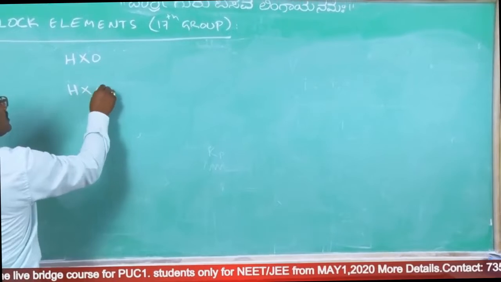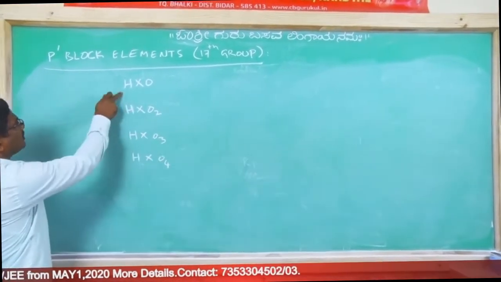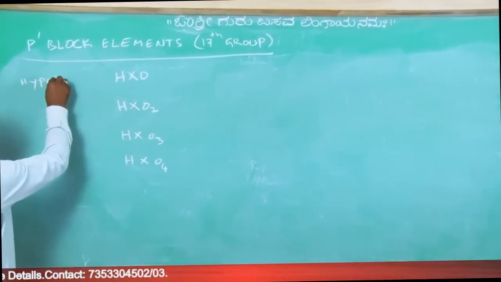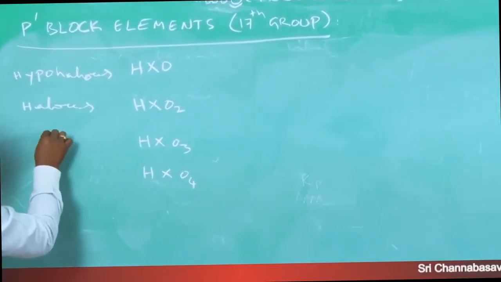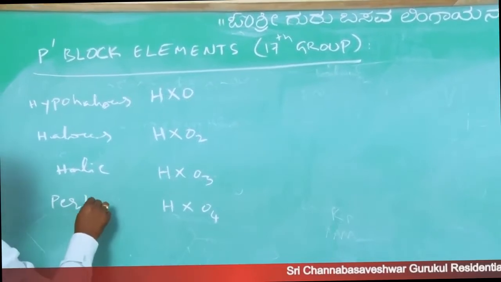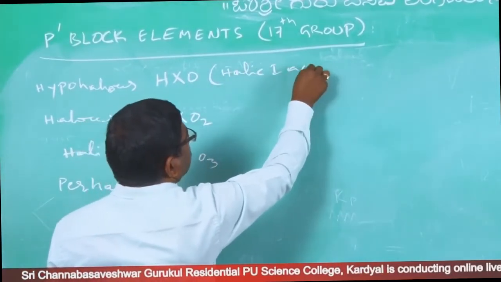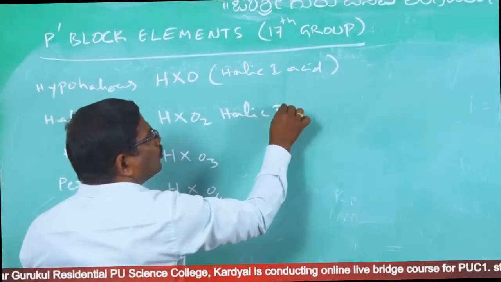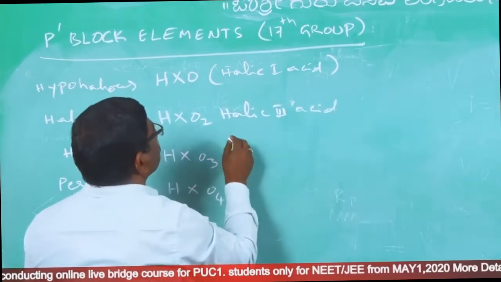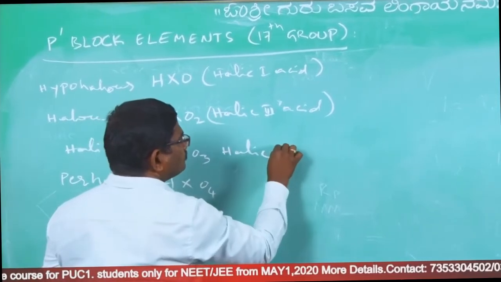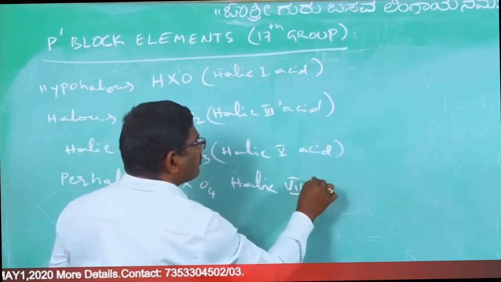HXO, HXO2, HXO3, HXO4. It is hypohalous, it is halous, halic and perhalic, or halic 1 acid, halic 2 acid, 3. Then halic 5 acid, halic 7 acid.